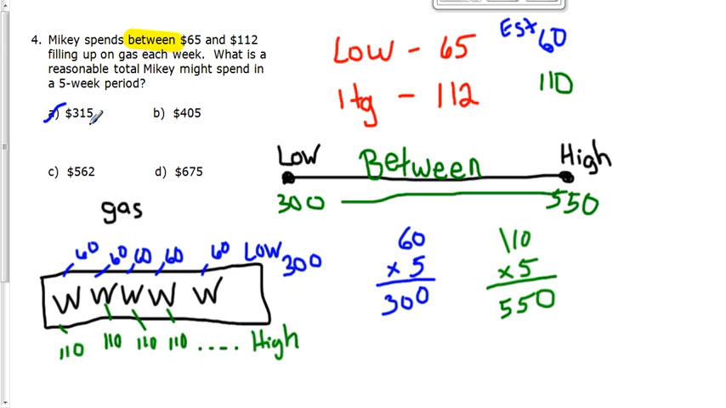Yes, 315 does fit in there, but it's not the absolute best. One thing we do know is that 675 is way too big. We want to get rid of 675. Also, just like 315 is a little, 315 barely fits in there. Also, 562 just barely misses it, okay? So that's another barely. But the best one that fits exactly in between would be the 405. So that's our best answer for this question.